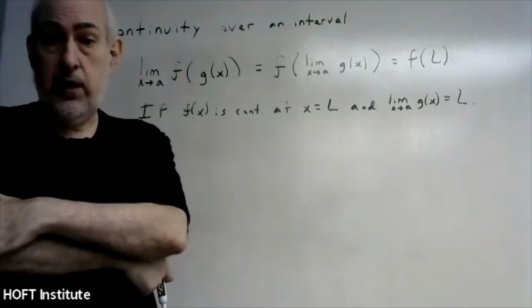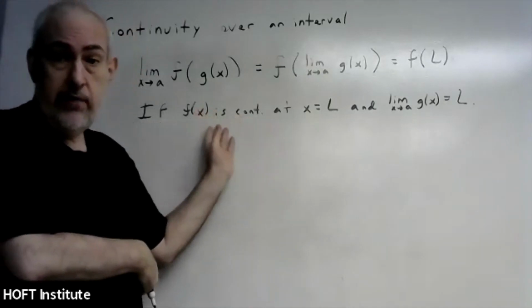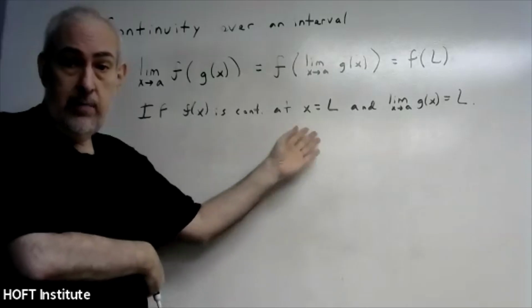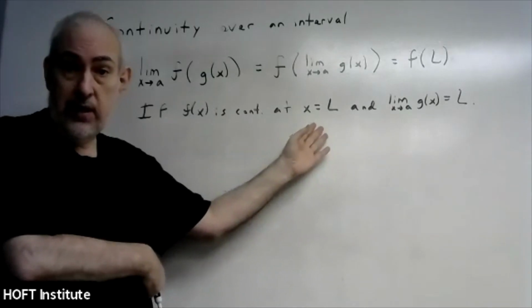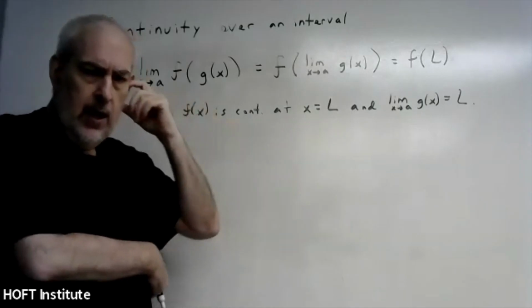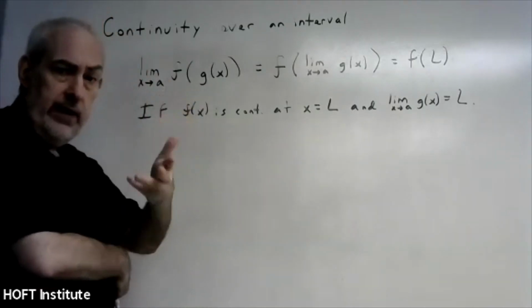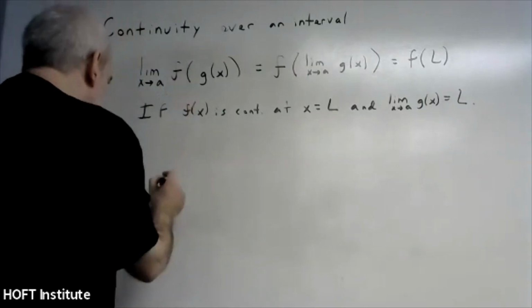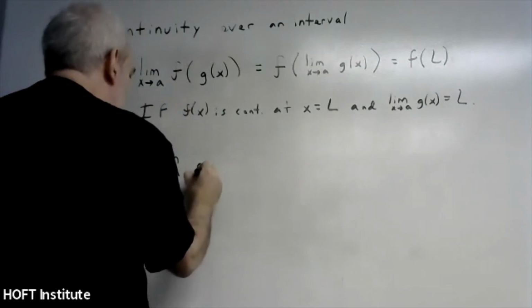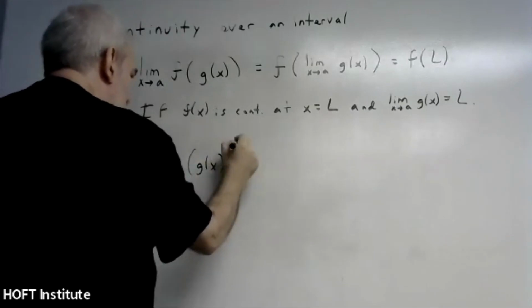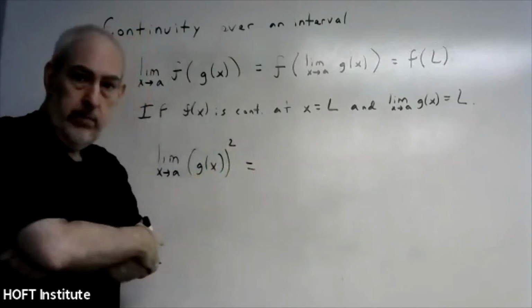Polynomials are continuous everywhere, so it would meet the definition that f of x is going to be continuous at any value, because polynomials are continuous everywhere, so we don't even need to know what L is. Okay, that's great. And in the case where f of x is the function x squared, I could just write this limit like the limit as x approaches a of g of x squared equals, right?